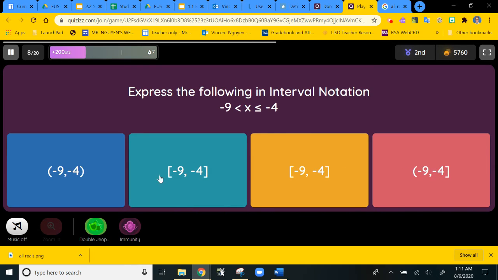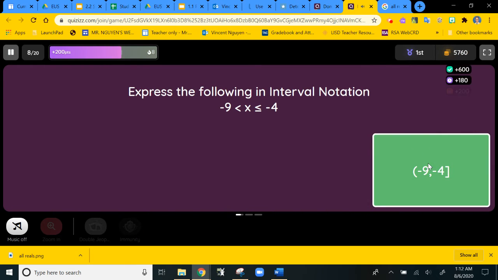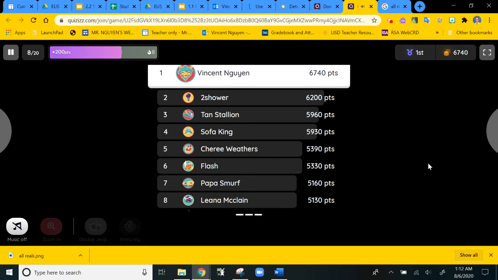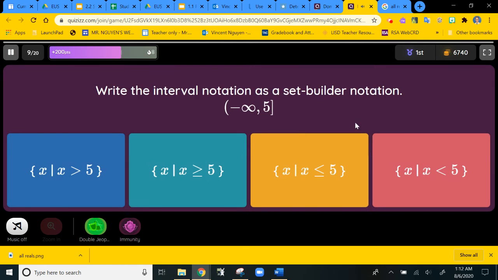All of these are including the values, and this one doesn't include any of them, but our interval here has to include the -4, so I think it's this one. Yay. Hey, I didn't run out of time this time. Brilliant. We are so smart. Hey, we're first place. Nice.